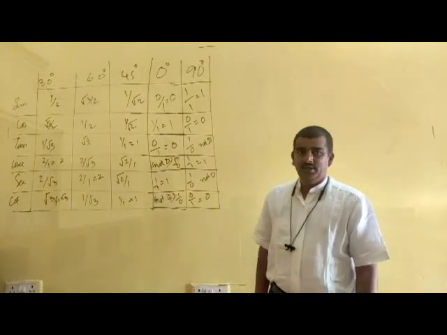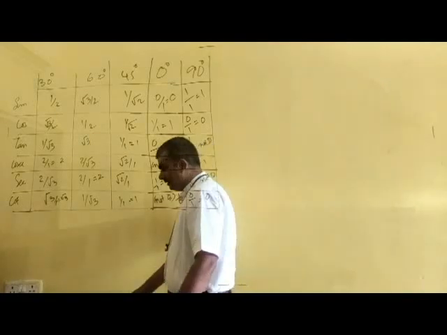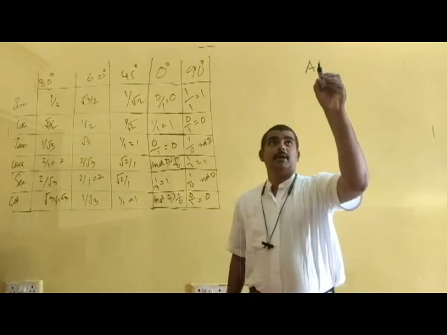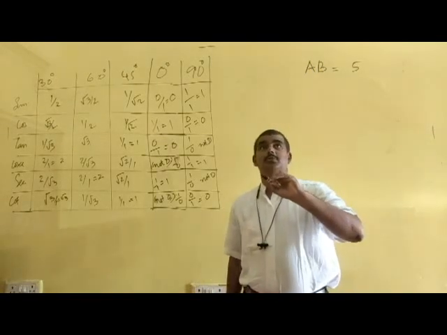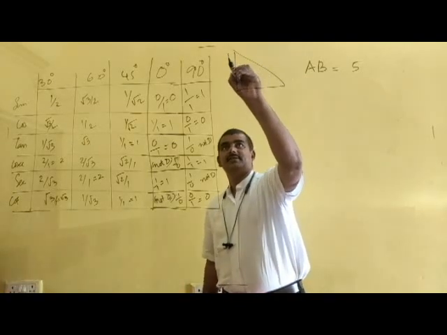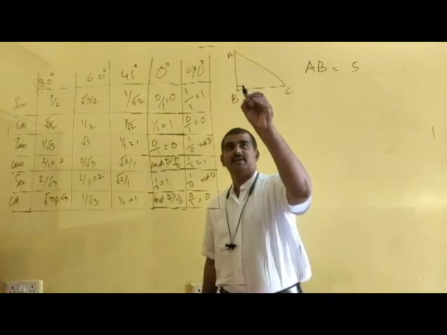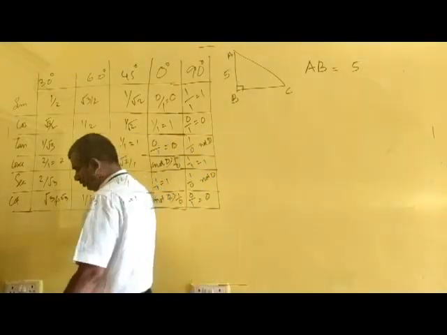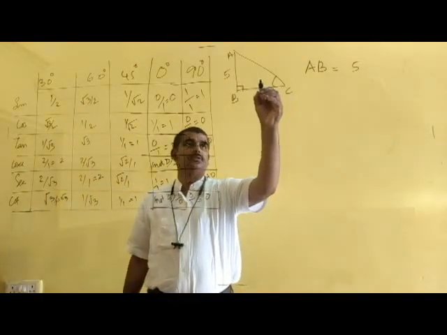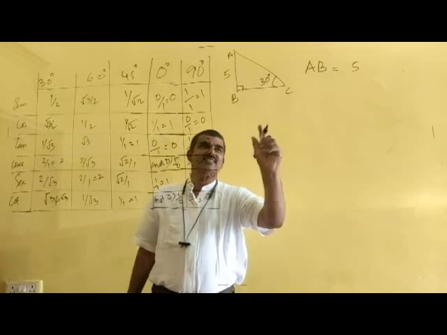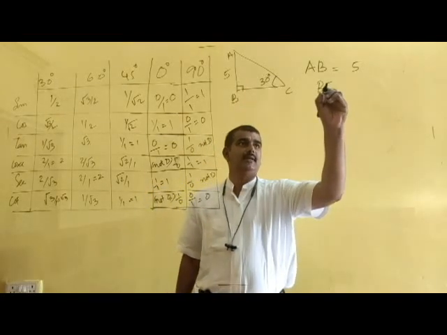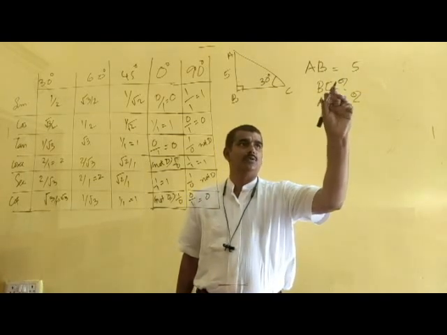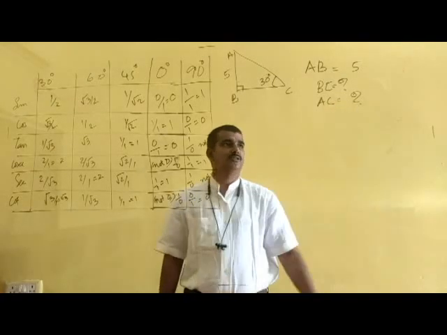The question is this one: in a triangle ABC, right angled at B, AB is equal to 5 and angle C is equal to 30 degree. You have to find what is BC and what is AC. These two things you have to find.